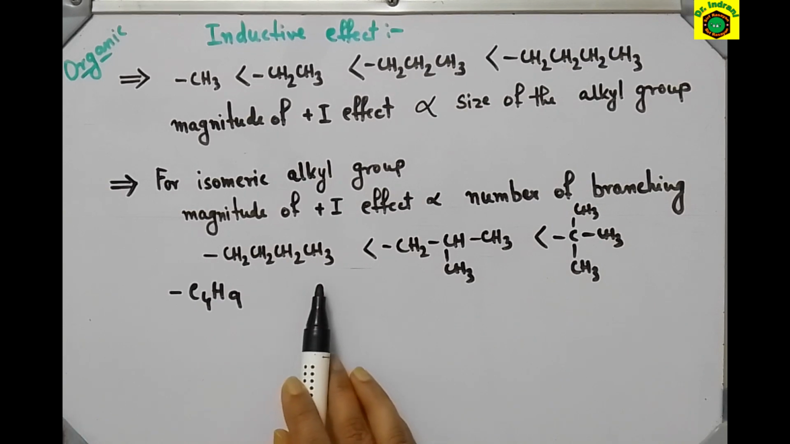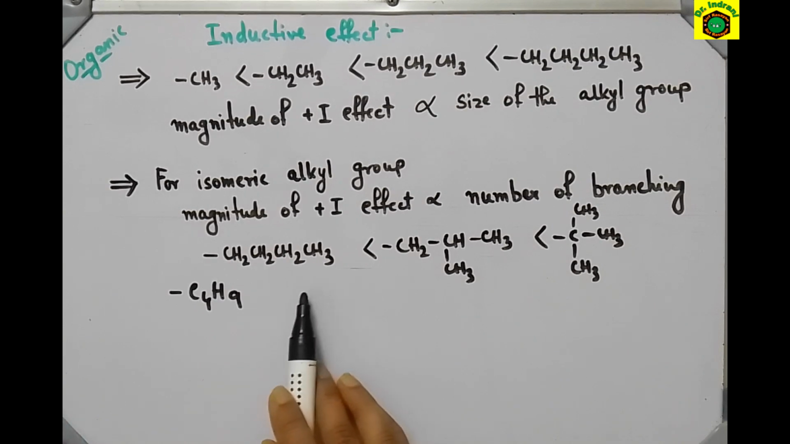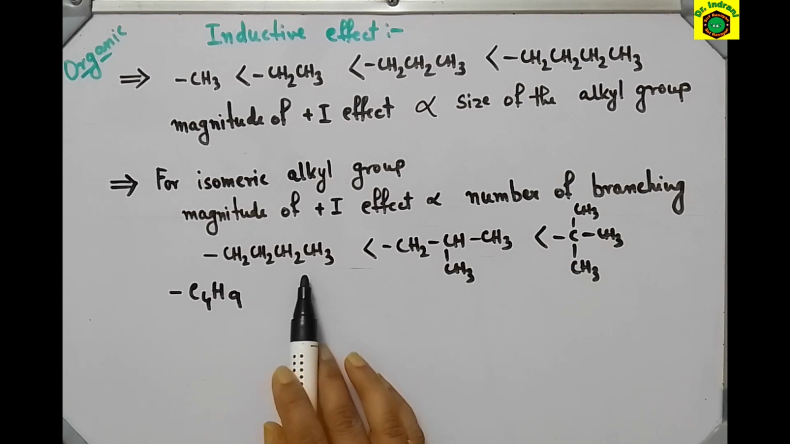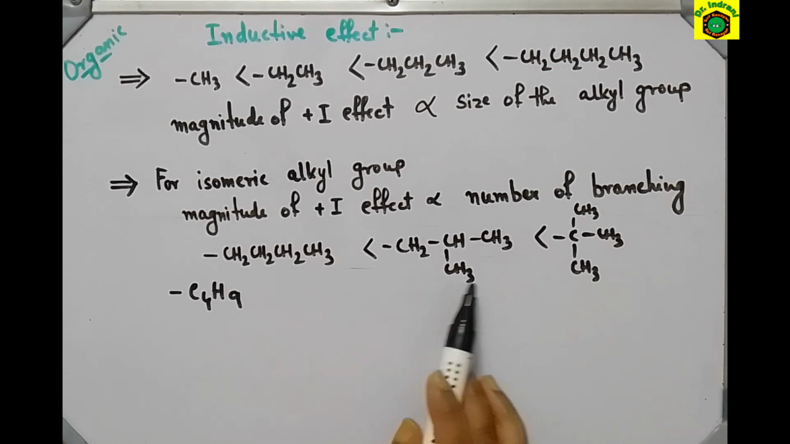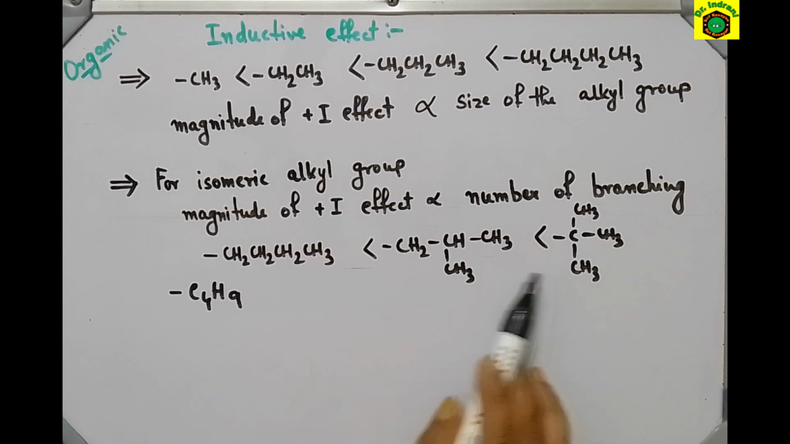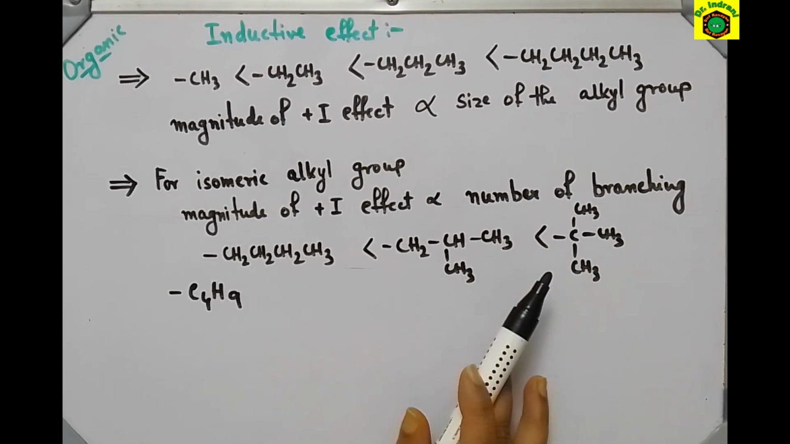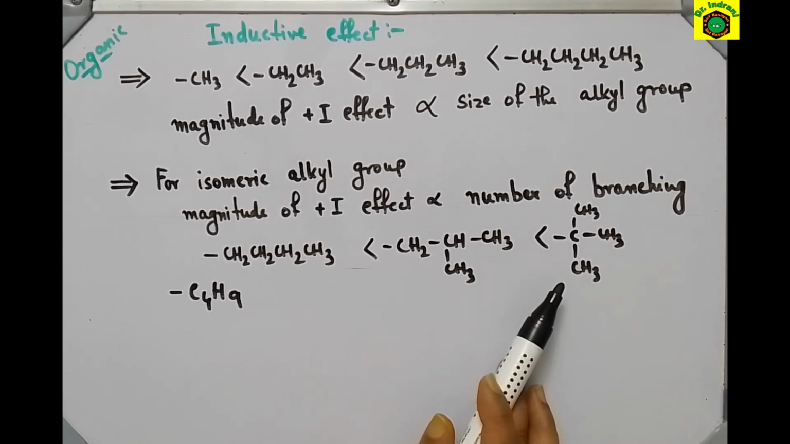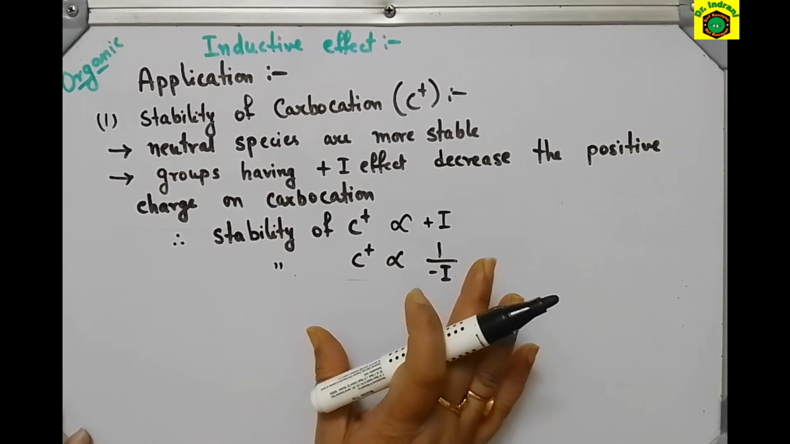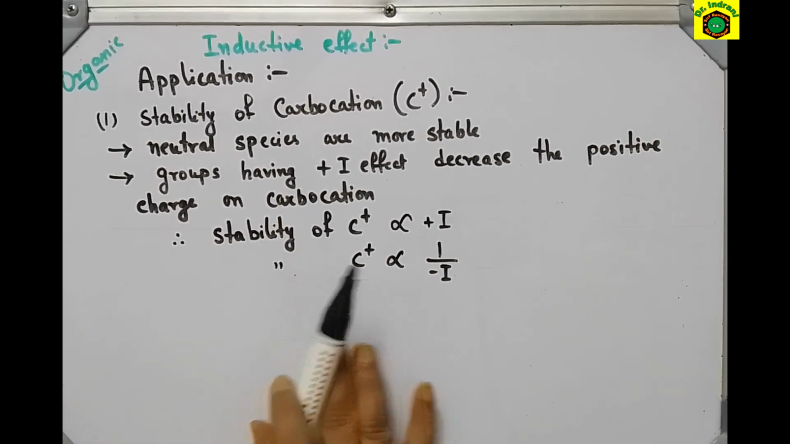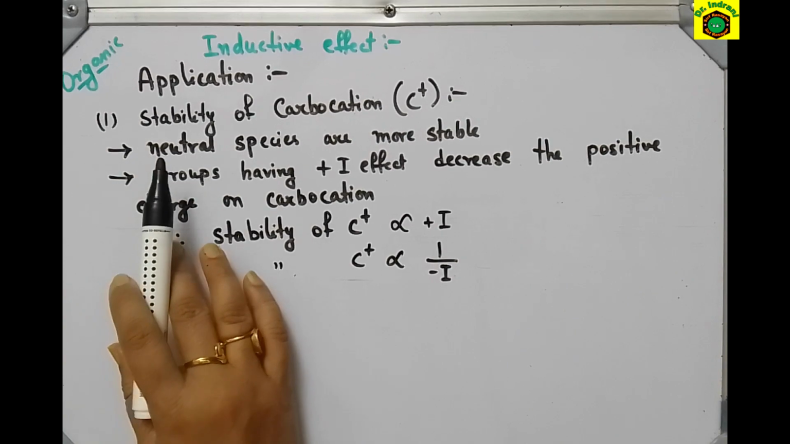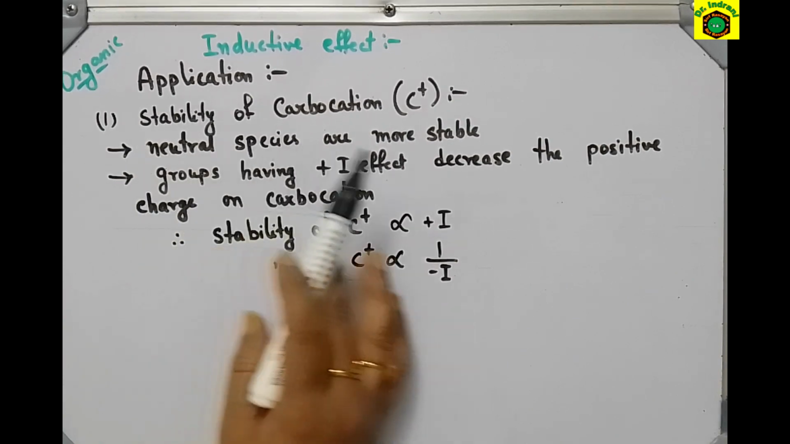Magnitude of +I effect is proportional to number of branching. Here no branching, this is N-butyl group. Here 1 branching is there, here 2 branching are there. So magnitude of inductive effects are also increasing in this direction. Now here we will study about application of inductive effect. First one is to compare the stability of carbocation.